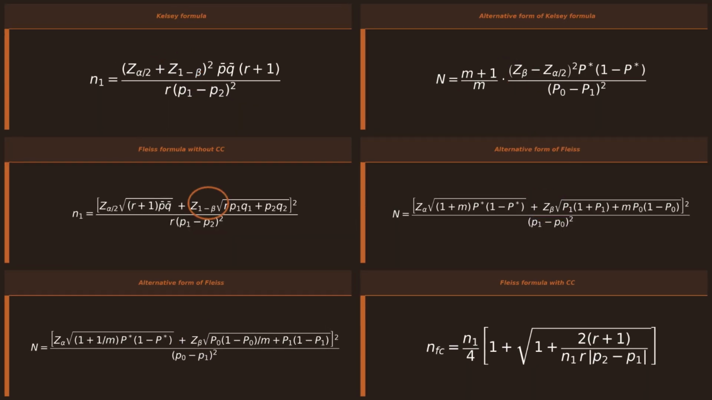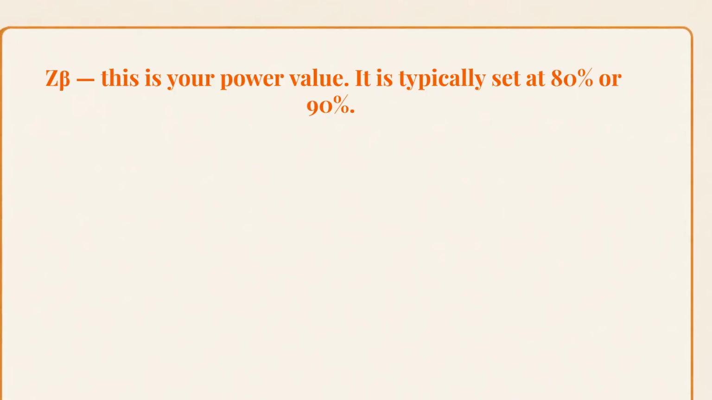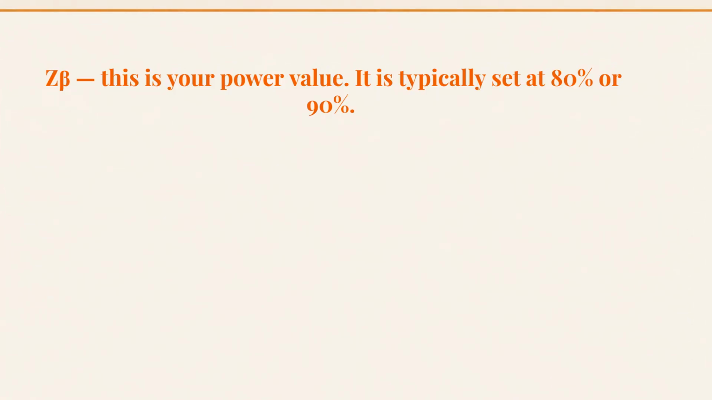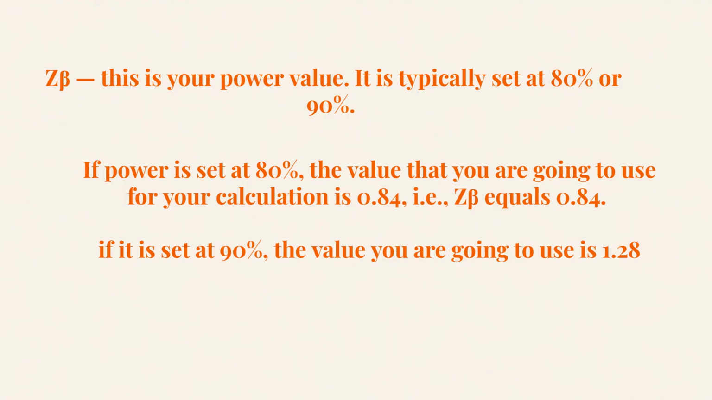Now, the next variable is your Z beta. The Z beta is related to the power of your study, and the power of studies is usually set at 80% or 90%. If your power is at 80%, the value that you are going to use for your calculation is 0.84. But if it is set at 90%, the value that you're going to use for your calculation is 1.28. These values are also gotten from standard statistical tables, just like the Z alpha value. So I'm going to explain it in that video together.